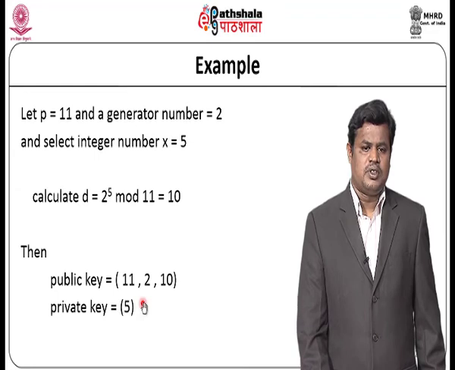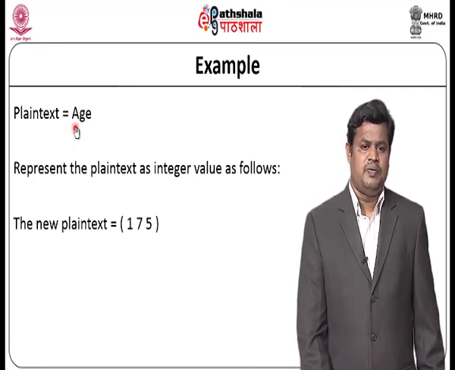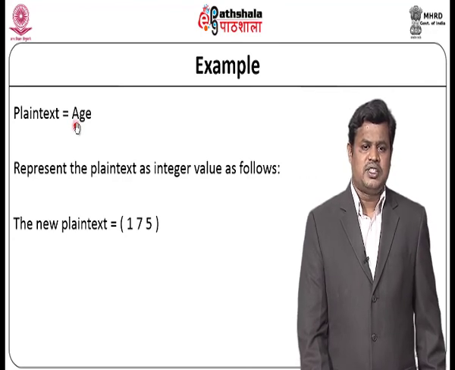If Alice and Bob want to send a message with the public key and private key, they have already done the computation. Now they have the key: 11, 2, 10 are the public key and the private key is 5. As we assume here, the plain text to be shared between Alice and Bob is HAGE. So AGE is the plain text which Alice wants to share with Bob. It is represented as 1, 7 and 5.